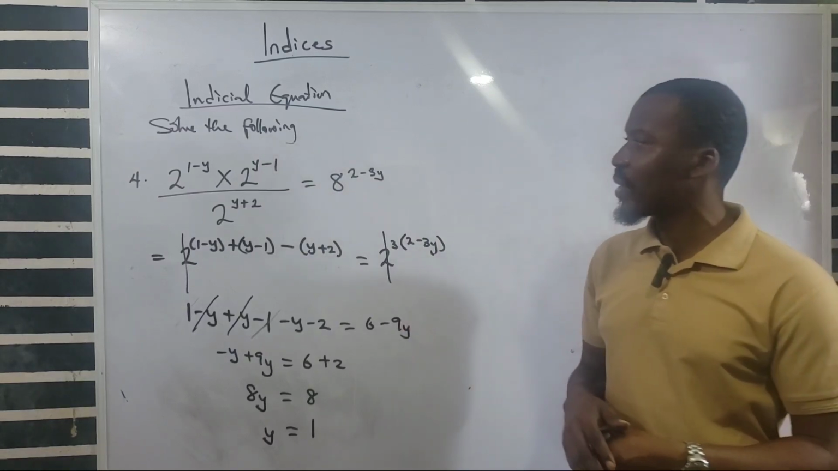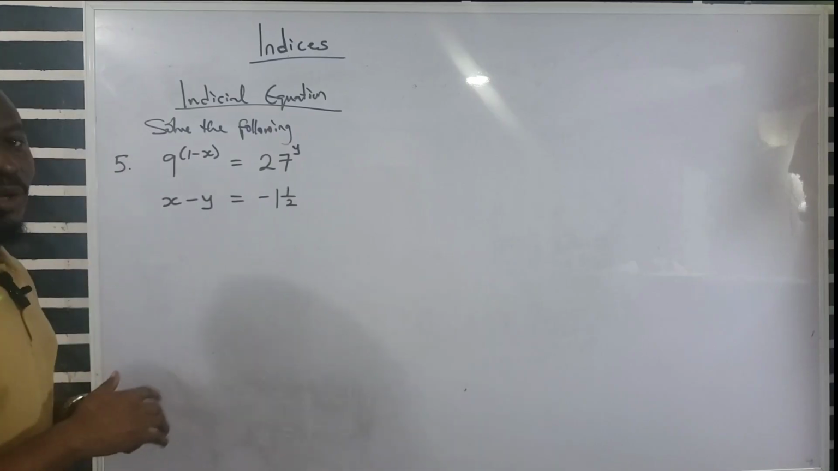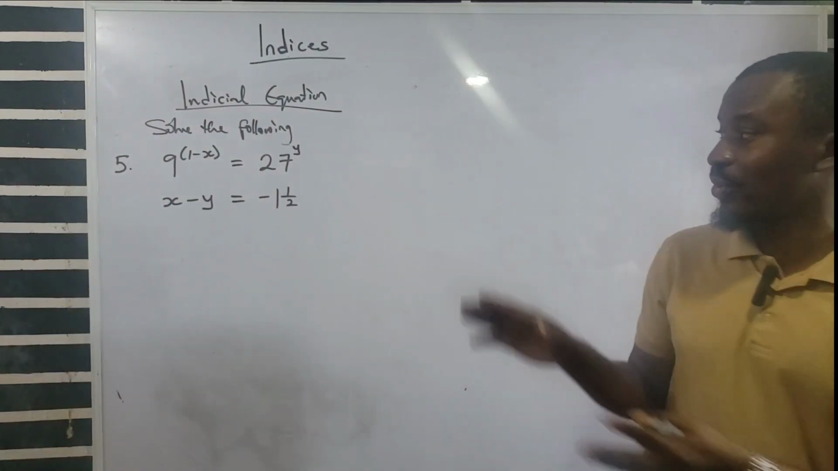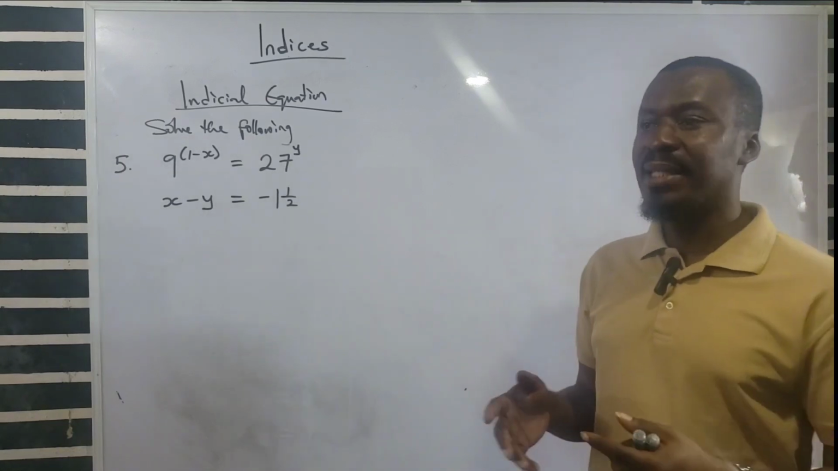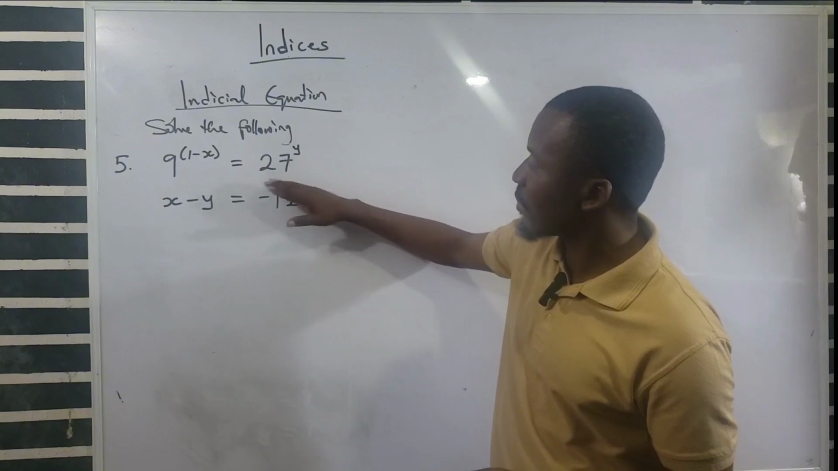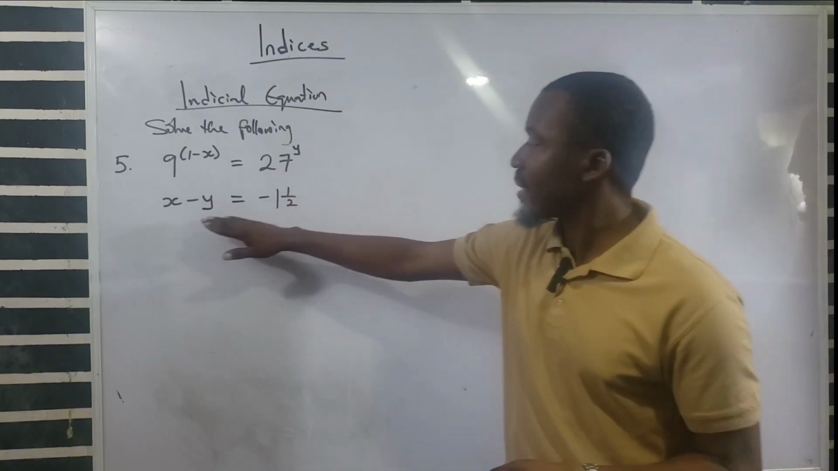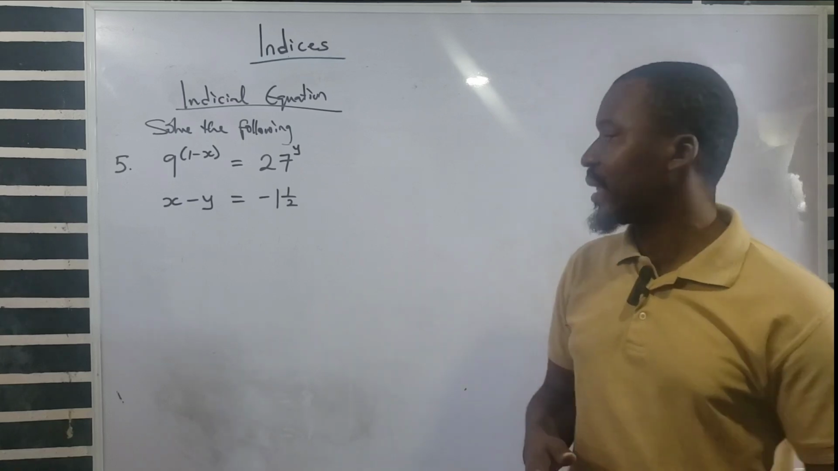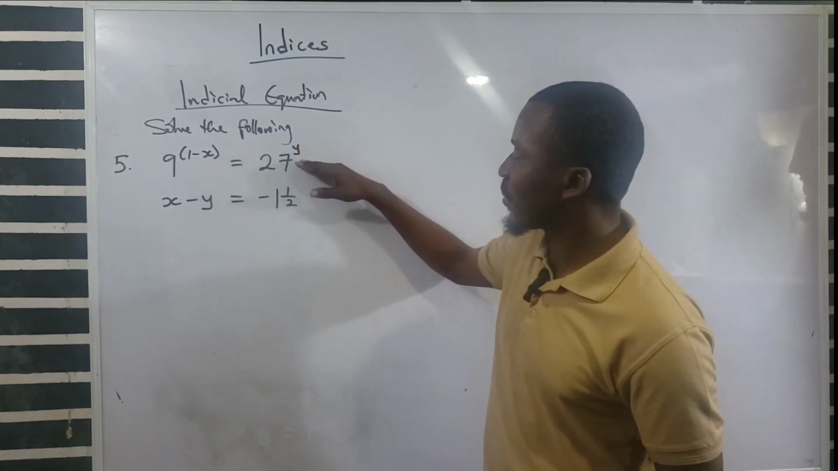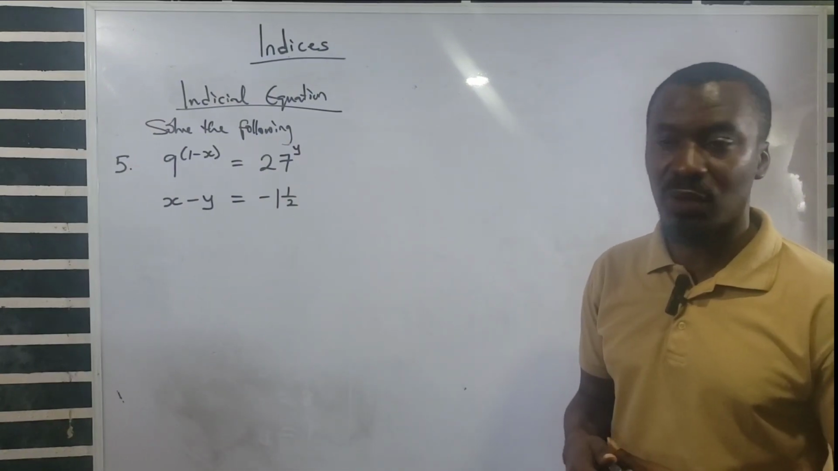So let us look at the ones that will lead us to simultaneous equation. We are going to solve two problems that will lead us to simultaneous equation. So this is one of them. Why I say two problems is because this one, if you look at it very well, only the first equation is in indices form. The second equation is not an indices, okay? So what are we going to do? Make the first equation to be a linear equation. Then you can solve simultaneously, okay?